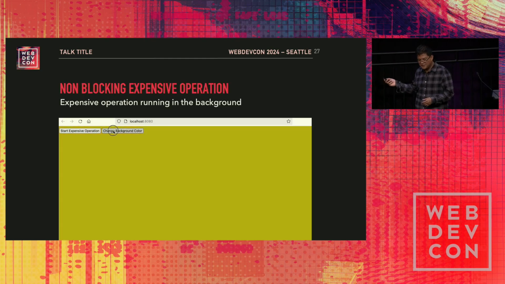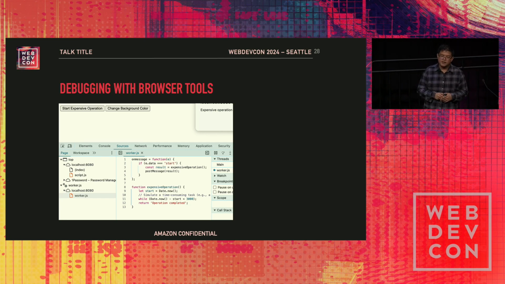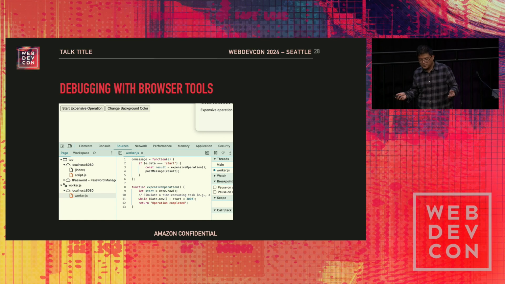And after that, if you run the demo, we are able to start the expensive operation, but still use the change background functionality in our application. We can also natively debug in our existing browsers, such as Chrome, with the developer tools. Here we can pause, put breakpoints, and see how many threads our service is consuming. This is the example for the service that I mentioned, using Chrome.